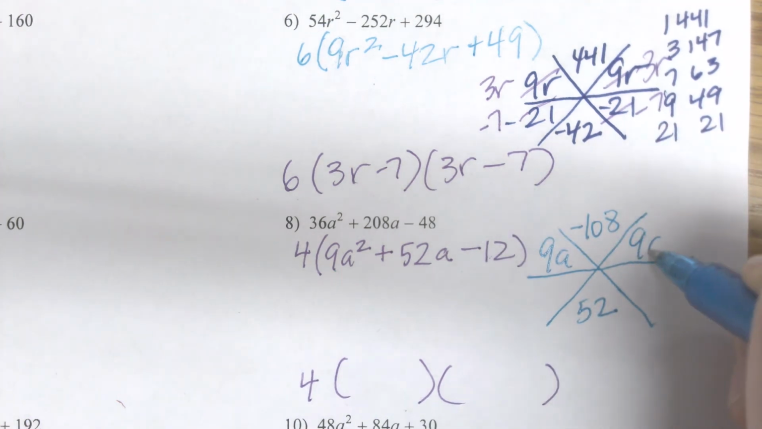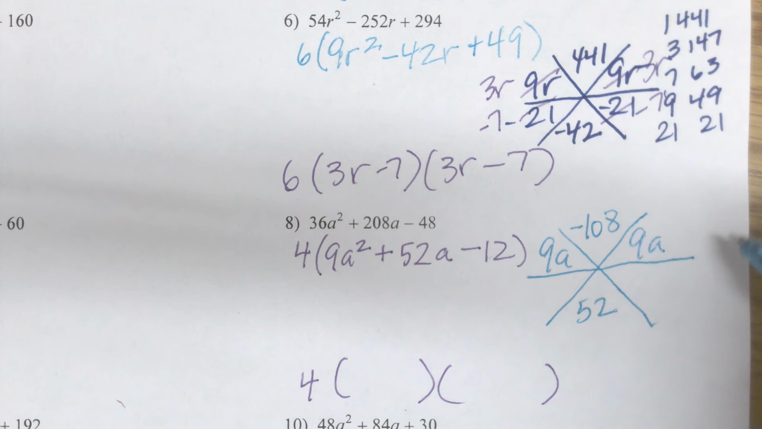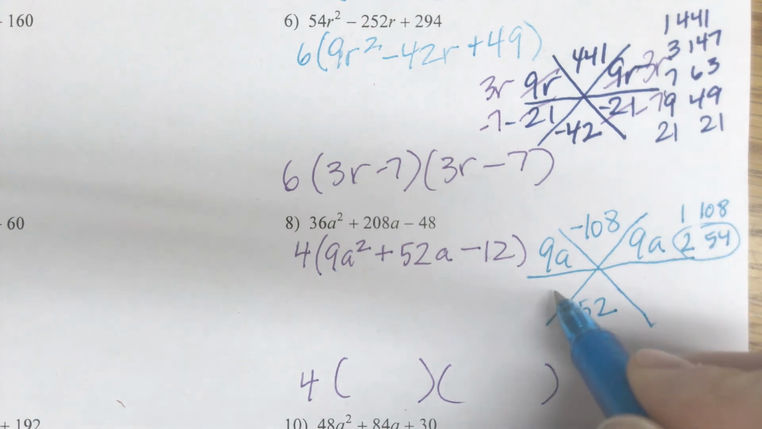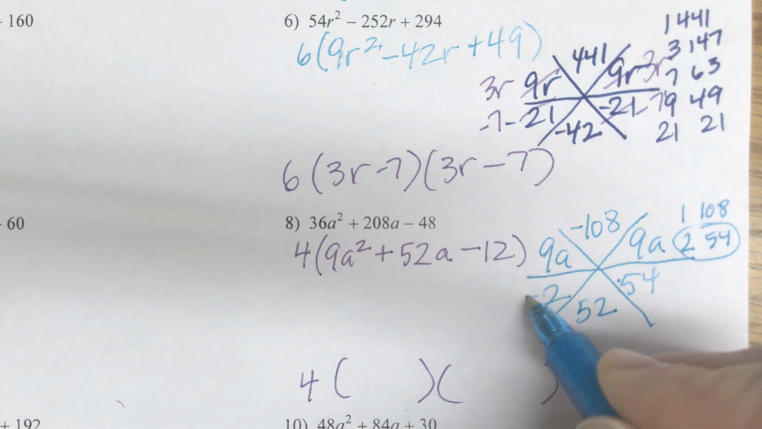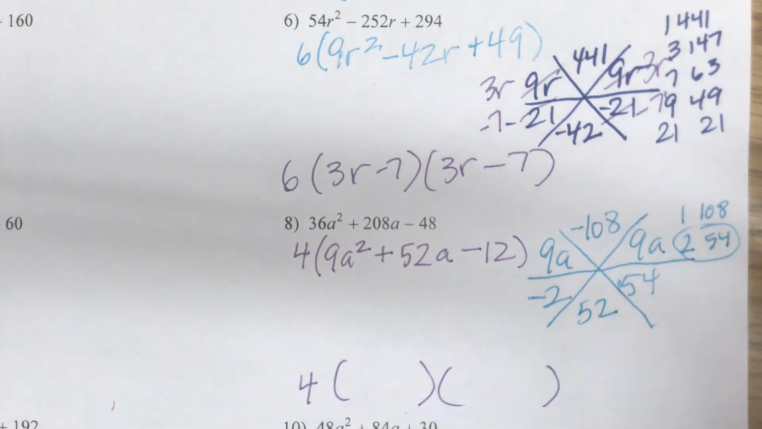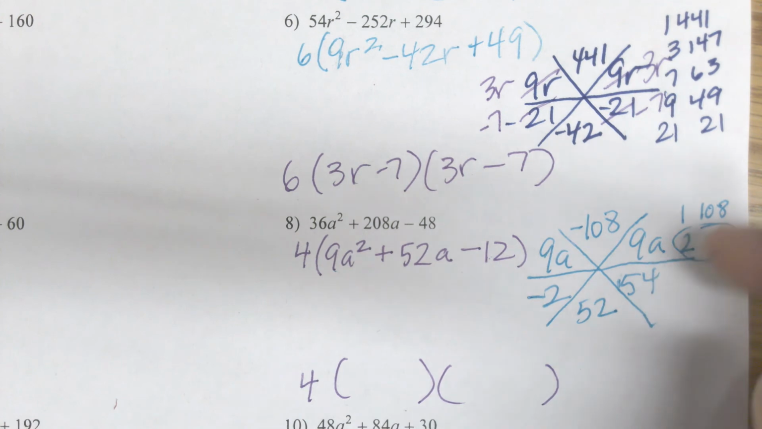9a and 9a. And now I'll start that process again of 1 and 108. Can't do anything to get 52. 2 and 54. I think I found this one right away. I love it when it happens right away. 2 and 54. If I put 2 and 54, I need to make the 2 negative, so I end up with a positive 52.